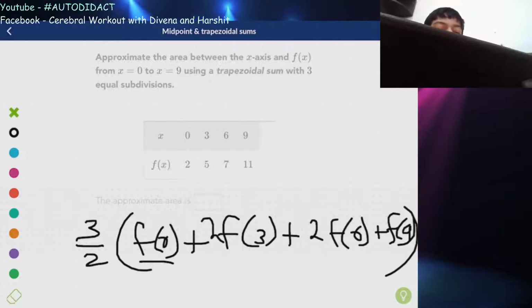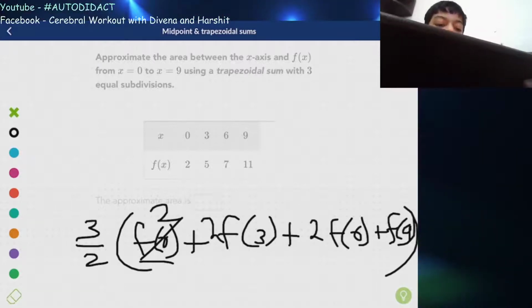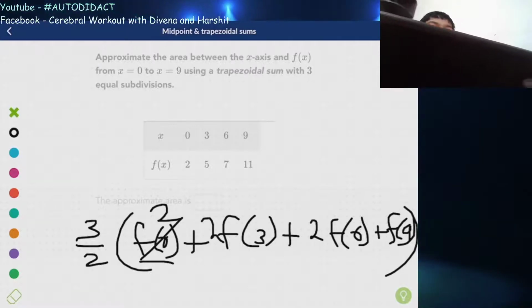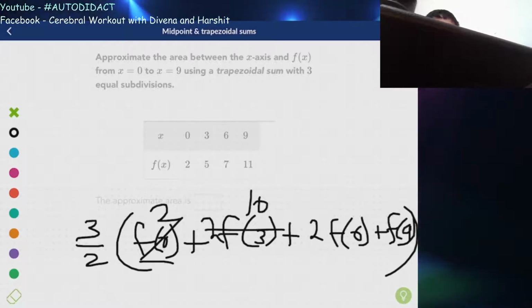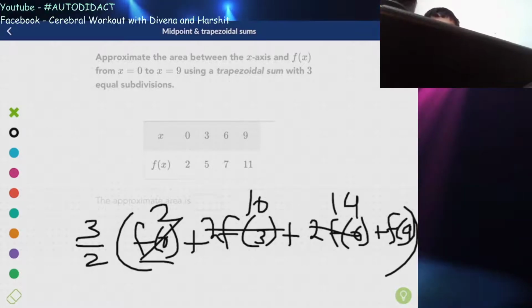What is f of 0? It is equal to 2. f of 3 is equal to 5, and 5 times 2 is equal to 10. f of 6 is equal to 7, times 2 is 14. f of 9 is equal to 11.